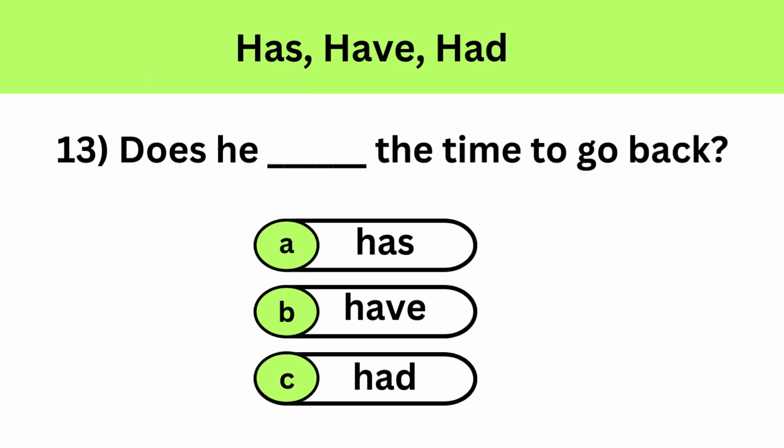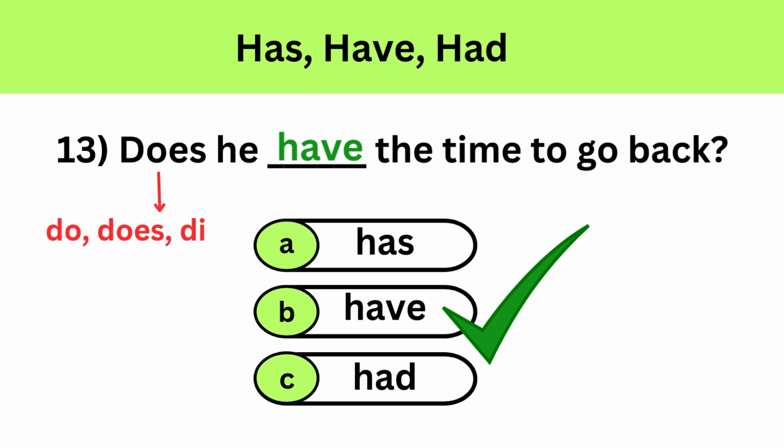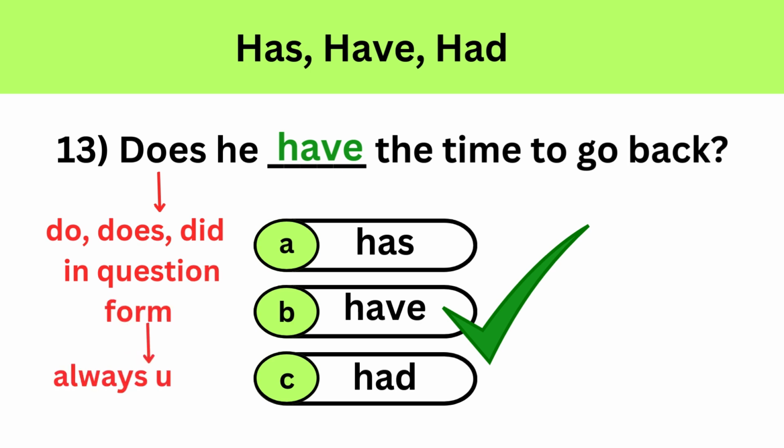Question number 13. Does he dash the time to go back? Option B. Have. Does he have the time to go back? When using do, does, or did as auxiliary verbs, we always use have in its base form regardless of the subject.